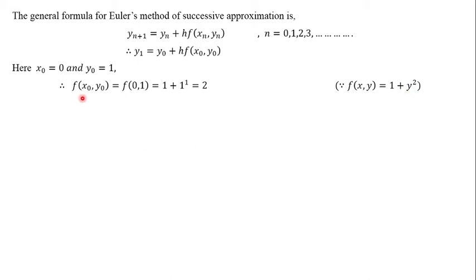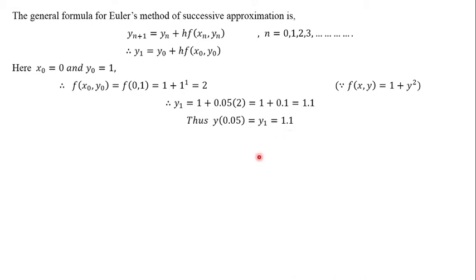So you will get f at (x naught, y naught) is f at x is 0, y naught is 1, so f at (0, 1). So x equal to 0, y equal to 1, so you will get 1 plus 1 squared, and that is 2. So here y1 you will get 1 plus h is 0.05, and f at (x naught, y naught) we have obtained is 2. To simplify this, you will get y1 is 1.1, but y1 is y at 0.05, and that is equal to 1.1.